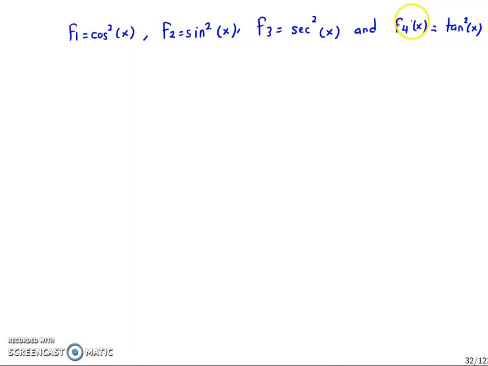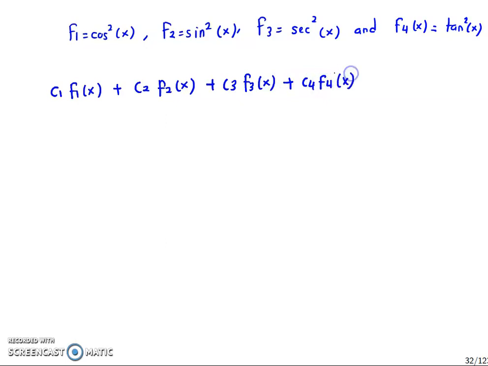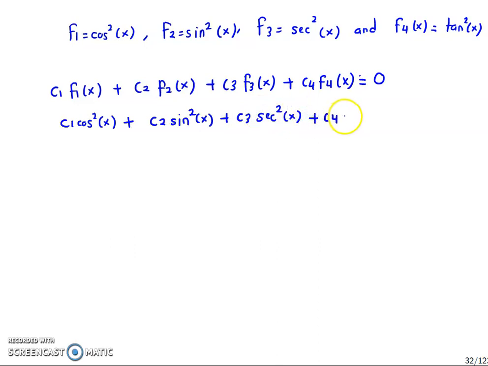First, try to write this as a linear combination of the functions. The linear combination is c1 f1(x) + c2 f2(x) + c3 f3(x) + c4 f4(x) equals 0. Putting in the functions f1, f2, f3, f4, we have c1 cos squared x + c2 sine squared x + c3 secant squared x + c4 tangent squared x equals 0.